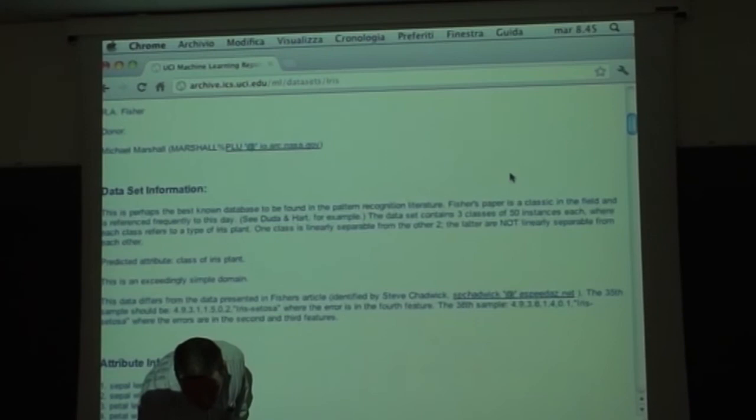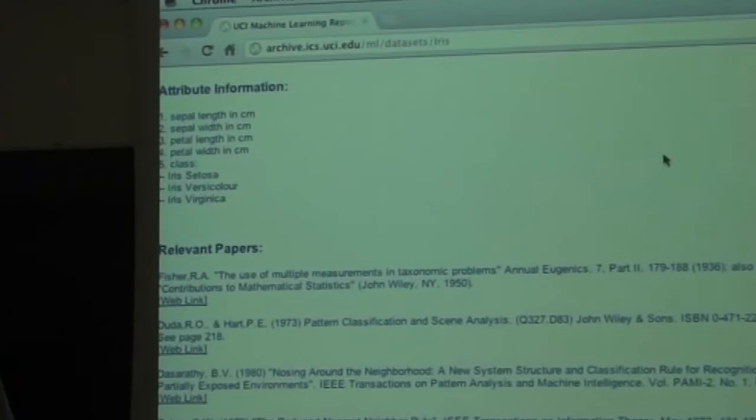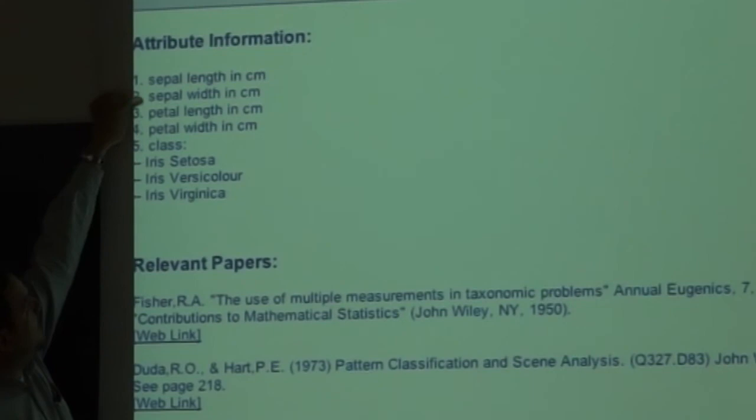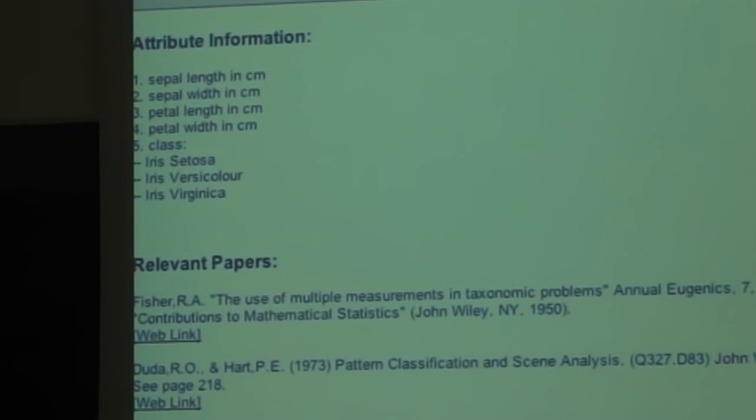In this case, it is a supervised learning task where four different features of flowers are measured: sepal length, sepal width, petal length, and petal width. And based on that, the species of iris is provided, either setosa, versicolor, or virginica. This is just one example.